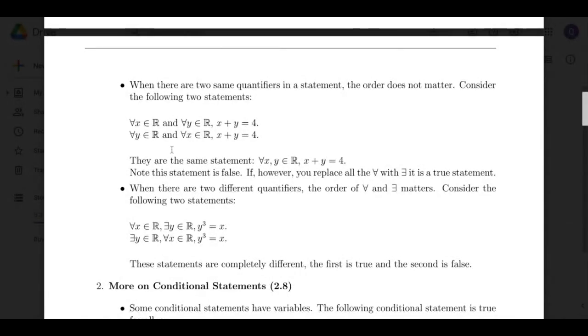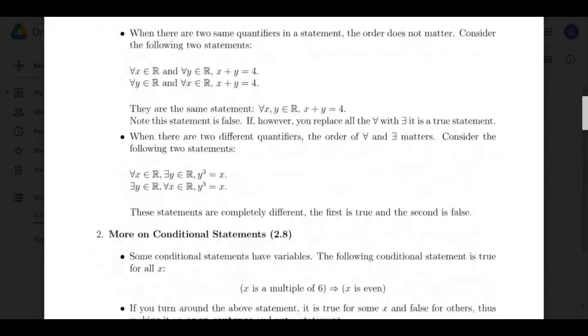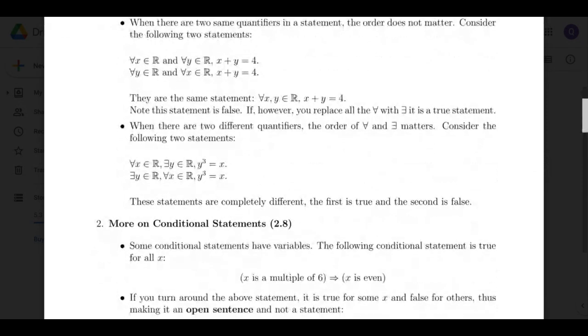They are the same statements for all x, y. So we don't have to separate x and y in this case, because x is an element in the real numbers and y is an element in the real numbers. So we can write all at once: for all x, y in the real number set, x plus y equals 4, right? Note this statement is false. If, however, you replace the for all with there exists, it'll be a true statement. So when there are two different quantifiers, the order of for all and there exists matters.